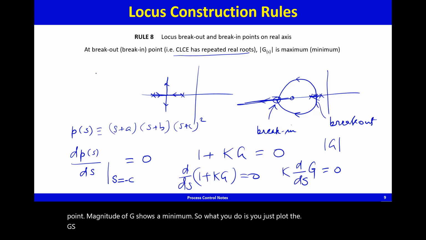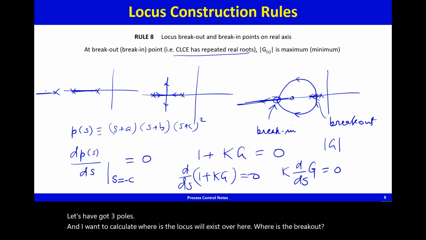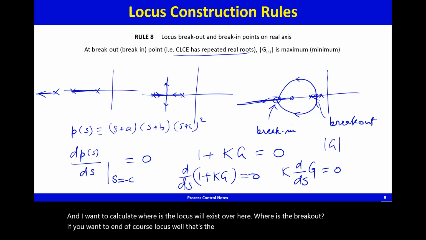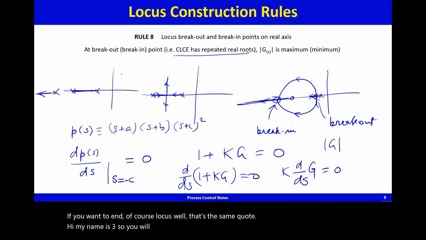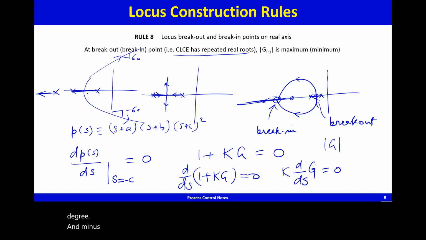So for example, let us say I've got 3 poles, and I want to calculate where the breakout is. Locus will exist over here, and of course that's the asymptote. N minus m is 3, so you'll get 60-degree asymptotes. So the qualitative shape of the root locus in this case is going to be like this, and these are 60-degree and minus 60-degree lines. So you've got the 3 asymptotes. Question is, where does this break-in occur?